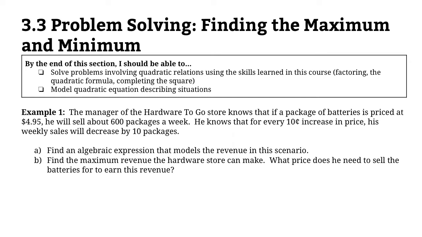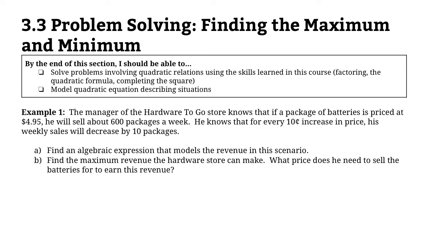The manager of the hardware-to-go store knows that if a package of batteries is priced at $4.95, he will sell about 600 packages a week. He knows that for every 10-cent increase in price, his weekly sales will decrease by 10 packages. To solve this question, we will need to find an algebraic expression that models the revenue in this scenario. And we are also asked to find the maximum revenue the hardware store can make. What price does the hardware store manager need to sell the batteries at in order to earn this revenue?